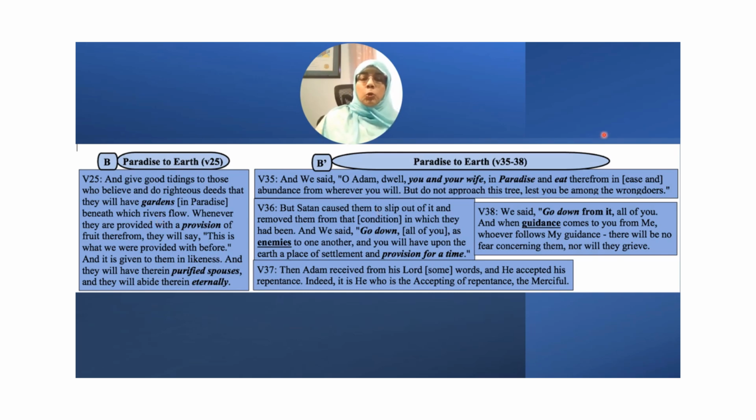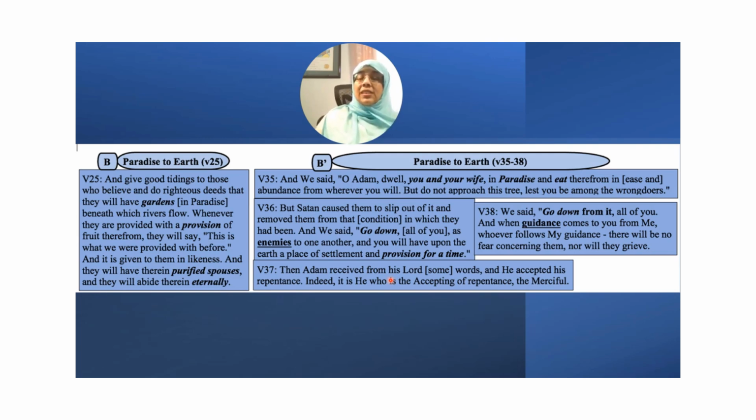So the paradise to earth verses right here, 35 to 38, presents another ring pattern with verse 37 as the center, focusing on the acceptance of Adam's repentance by Allah. So Adam is not going down as a punishment from paradise as he was forgiven, but it shows that there will be a test for mankind on earth just as Adam was tested in paradise.